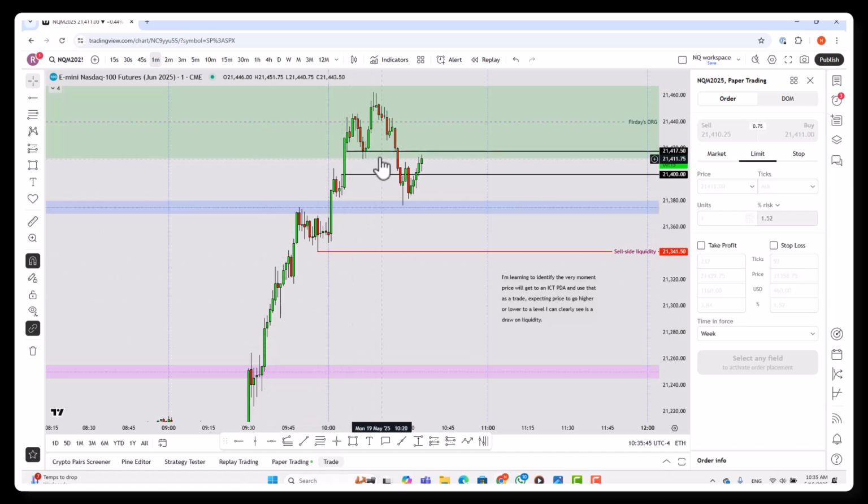So right here, the reason why I don't want to take a short here is because of this fair value gap that can still send prices higher. And if that happens, this will become a reclaimed fair value gap later on.